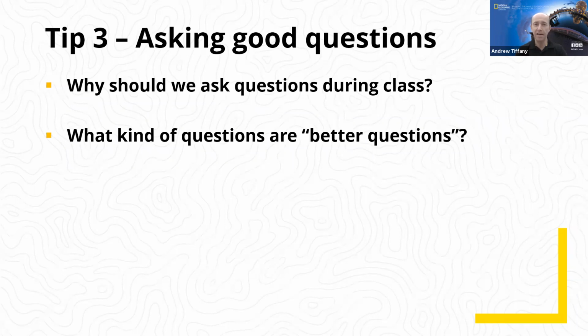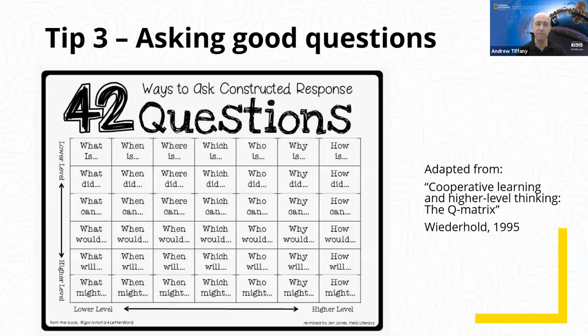I found this interesting diagram. I saw it in one of our other speakers' webinars at one stage, and I've borrowed it, and I found the original source. It's from this book called The Q Matrix by Weiderhold. And it talks about these types of questions. And this has gone through a few iterations. It's appeared in a few different places.